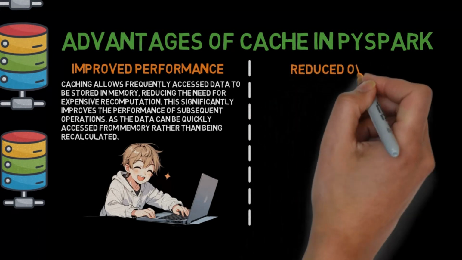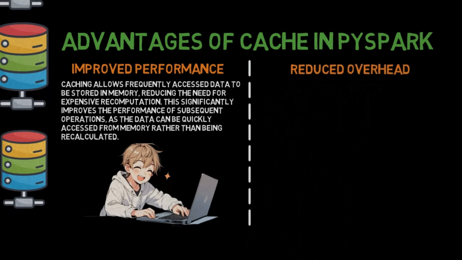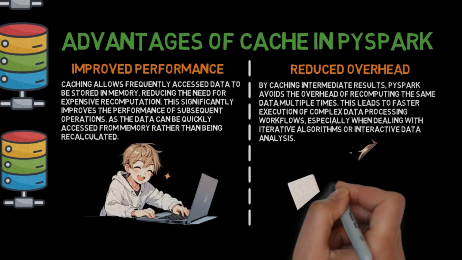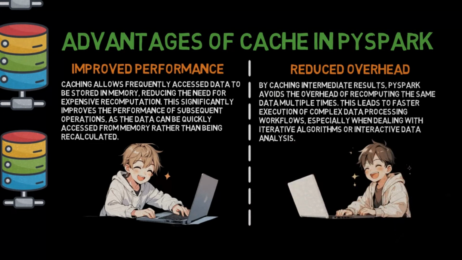Reduced overhead. By caching intermediate results, PySpark avoids the overhead of recomputing the same data multiple times. This leads to faster execution of complex data processing workflows, especially when dealing with iterative algorithms or interactive data analysis.